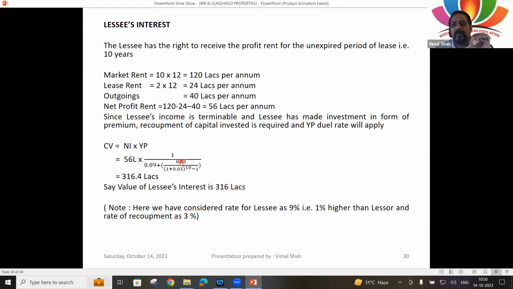For the rate of recoupment, normally we consider a very low rate of interest, between 3 to 4%. I have considered 3%. And this capital R is the remunerative rate of interest. Normally, if we take 8% for the lessor, we take a higher rate of interest, at least 1% higher, for the lessee. So for the lessor it was 8, and I have taken 9% over here. So CV is NI into YP. You can say this is the interest of the lessee in the property.